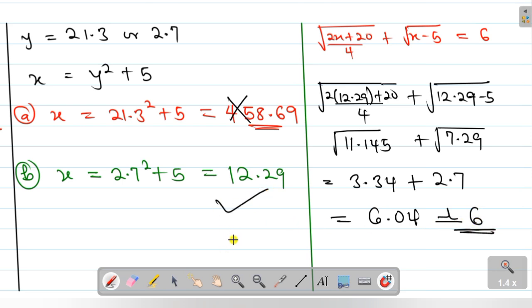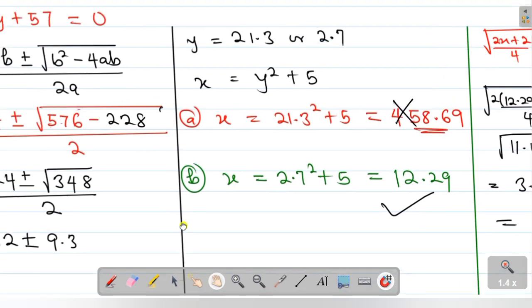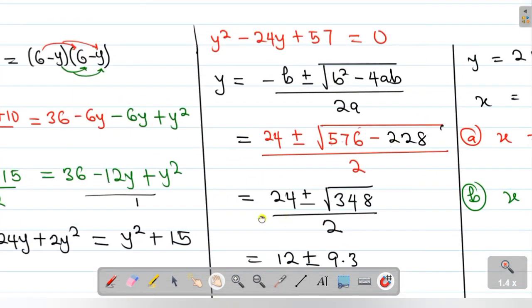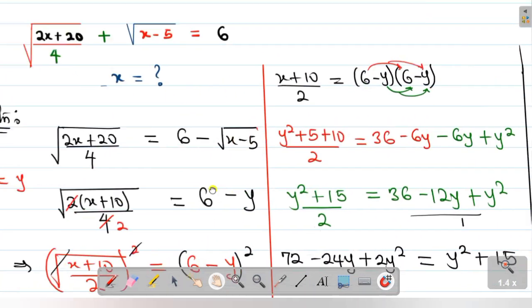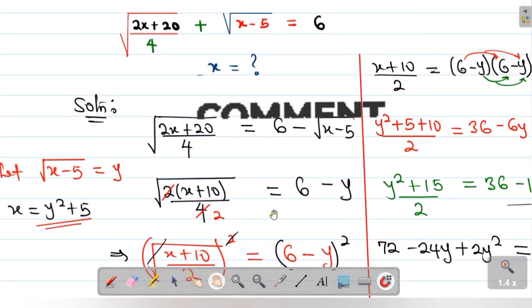So of the two solutions we got for our x, the one that is correct is 12.29. Of course, you know this is an approximation, and that's why you have this. Assuming we got the exact complete value without approximating, it will give us exactly 6. And that is the solution to the problem. 12.29 is the value of x in this equation. So this is what we set out to show you in this video.